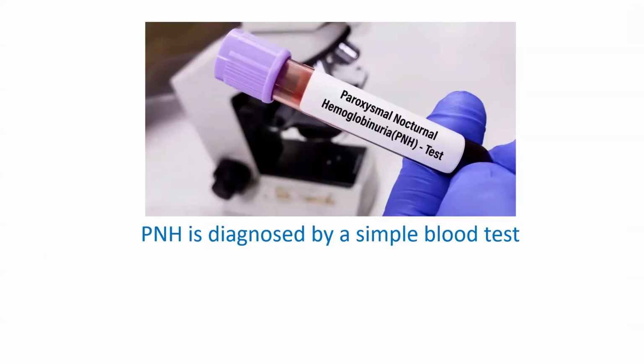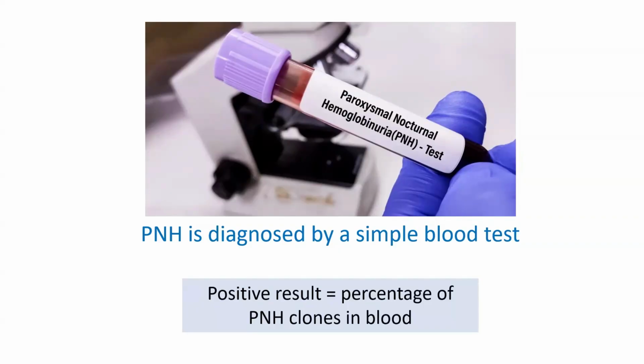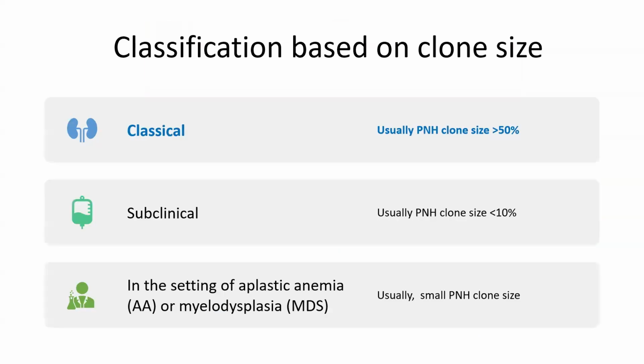And when you get a positive test, it comes out as a percentage. So it doesn't say yes or no. It says, yes, this person has PNH, and this is how much of that PNH clone is in the blood that we can detect. And that's essentially what we use to classify PNH. Because you can have what we call classical PNH.